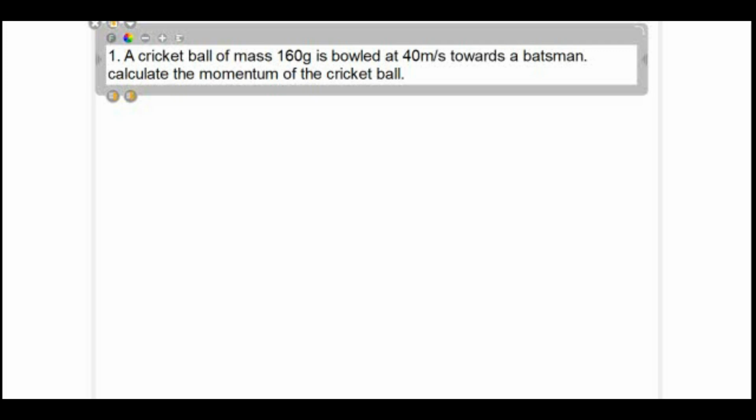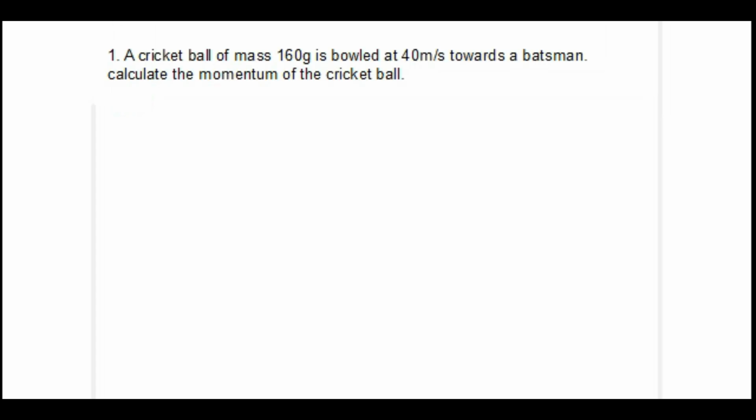In the last video, we looked at the theory part of momentum, and in this video, we'll look at impulse. But before we go to impulse, let's dive into how to use the formula for momentum. Let's look at this example. A cricket ball of mass 160 grams is bowled at 40 meters per second towards a batsman. Calculate the momentum of the cricket ball.